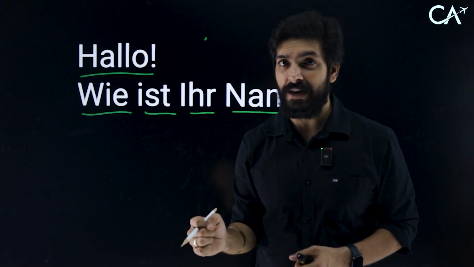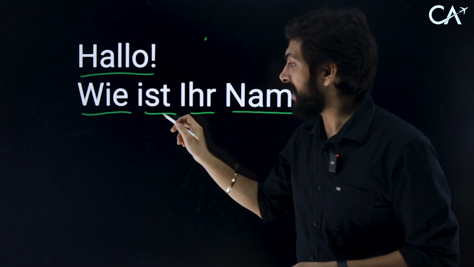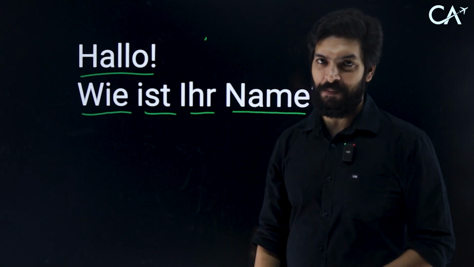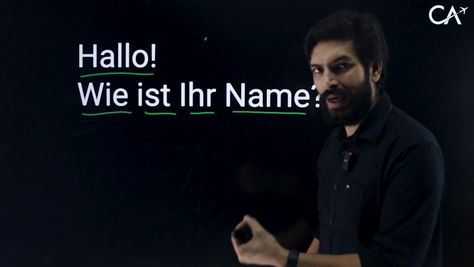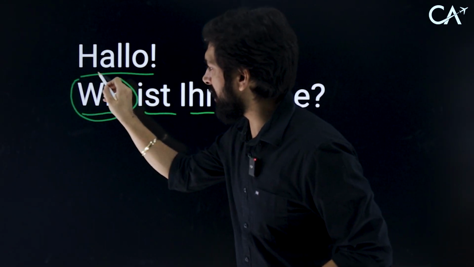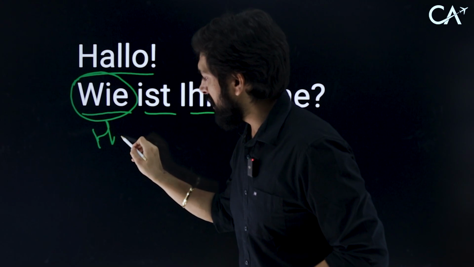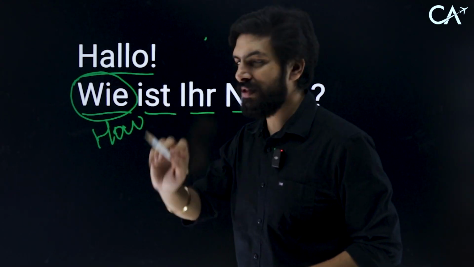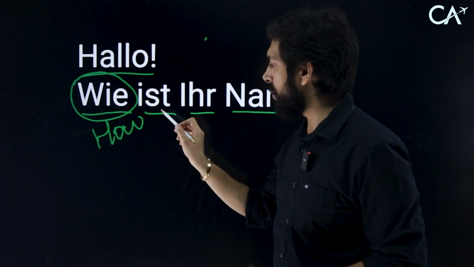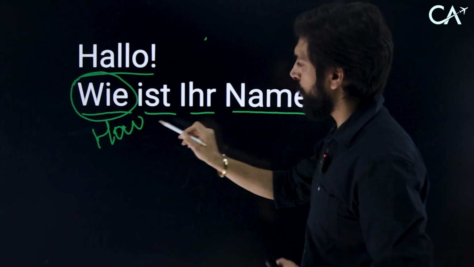How do we remember that? How is your name? Now you must be saying it should be what is your name, but Germans use wie. We'll see why in a second, but remember that wie means how. Our third chapter is about these words, but for now just try to remember one. How is your name?